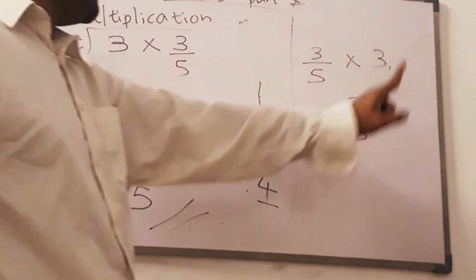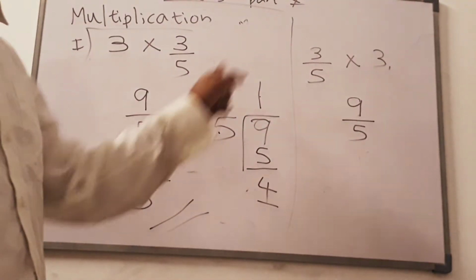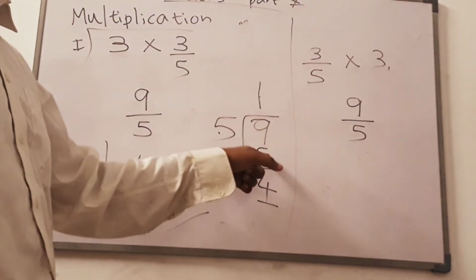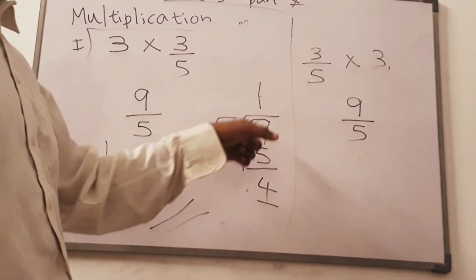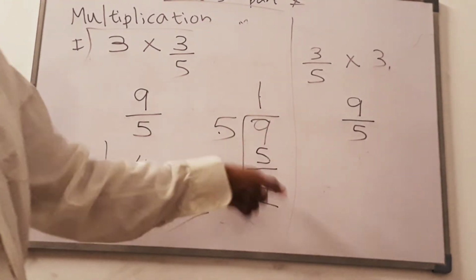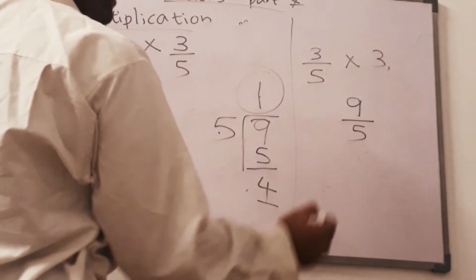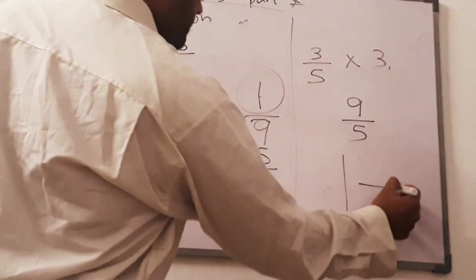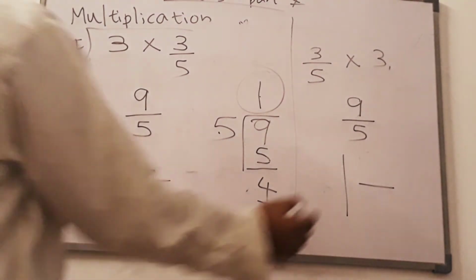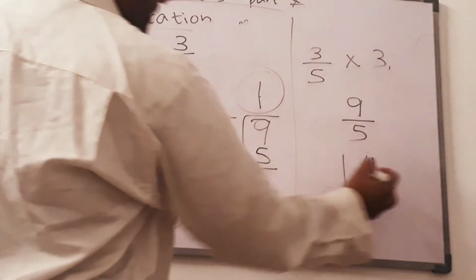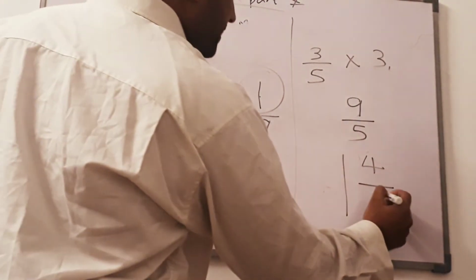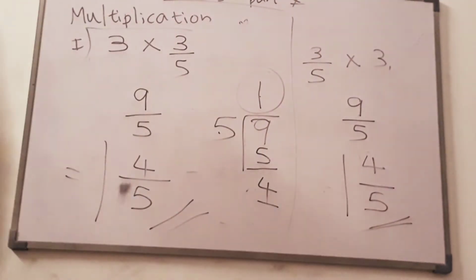Here also, 9 divided by 5. 5 times 1 is 5, so there's one 5 in 9 and a remainder of 4. 1 is the whole number, the remainder 4 is the numerator, and the divisor is the denominator. So this is the answer, same as the first question.